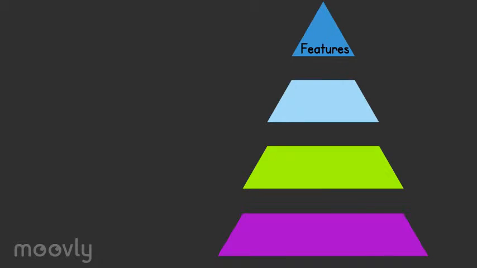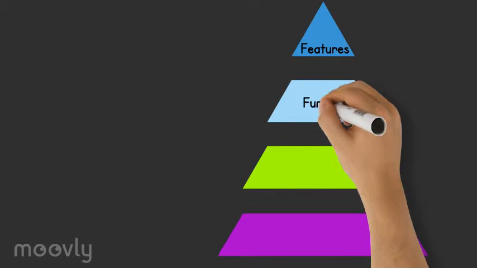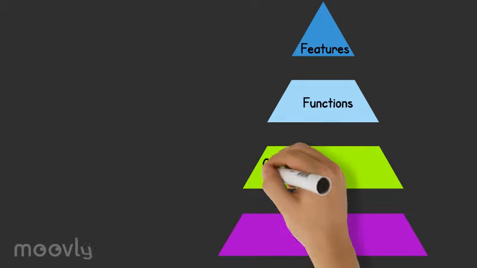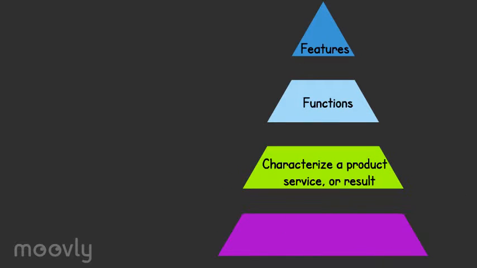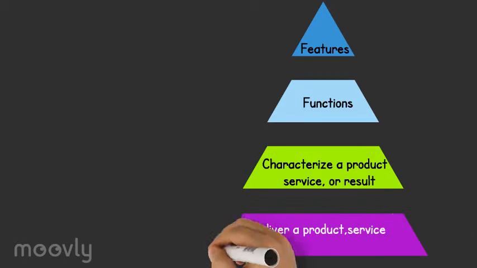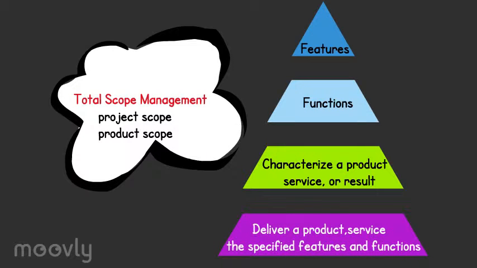Total scope. The project team needs to define the features and functions that characterize the product, service or result. In addition, they also define the project scope that delivers a product, service and specified features and functions. Project scope plus product scope together define total scope management.